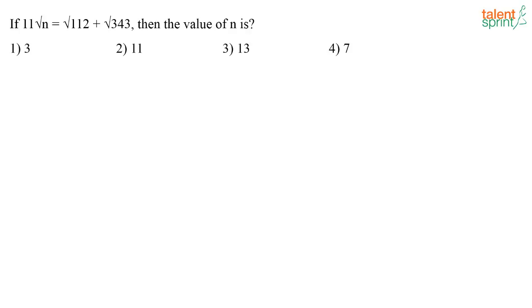Now the last question for today's session. If 11 root of n is equal to root of 112 plus root of 343, then the value of n is dash.